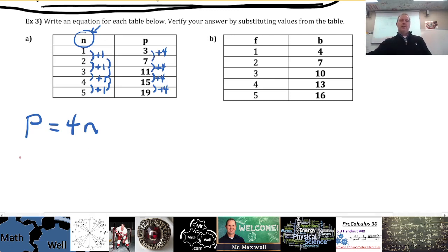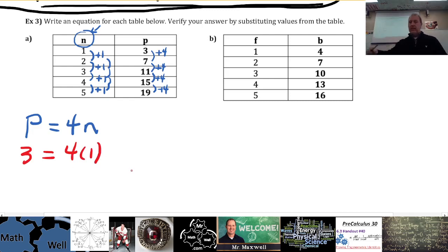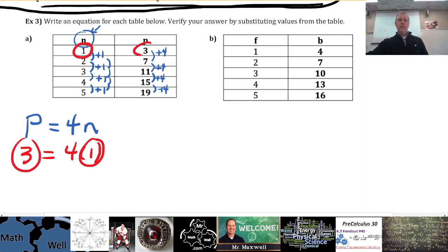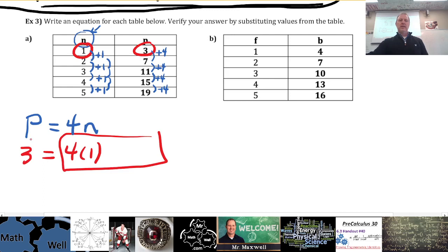This is the way I would do this. 3 is what I need to end up with, and n is what I start with. So let's say, is that equal? Because this is the n value right here, and this is the p value. So does 3 equal 4 times 1? It doesn't. Okay. So how can I change this side to make this side equal to 3?